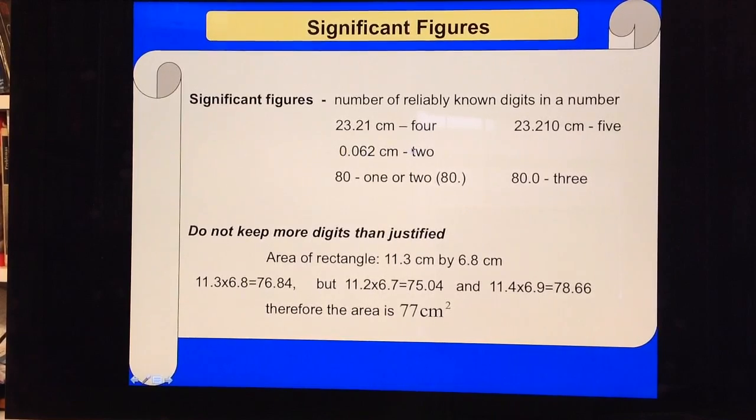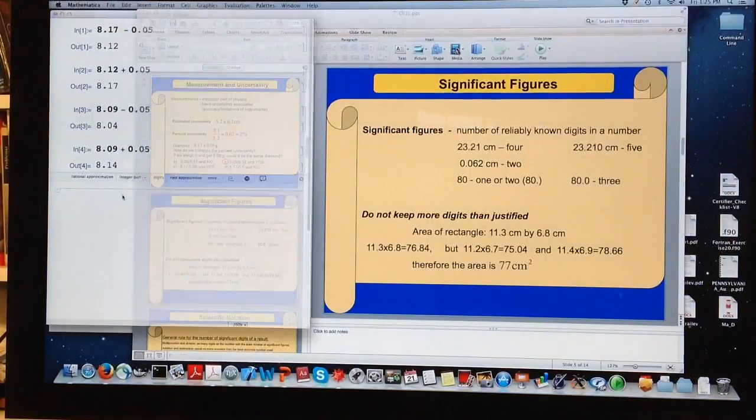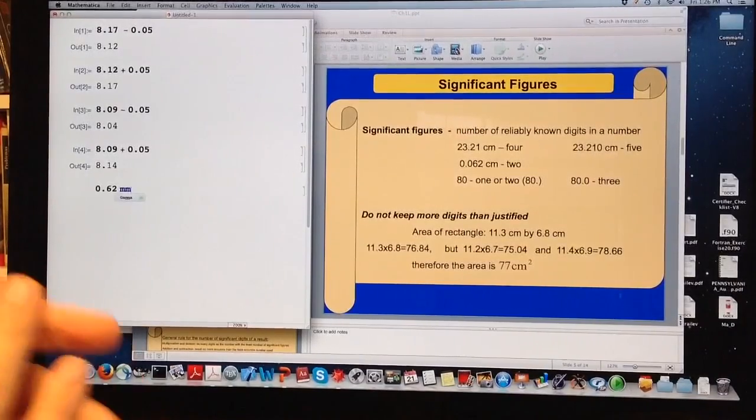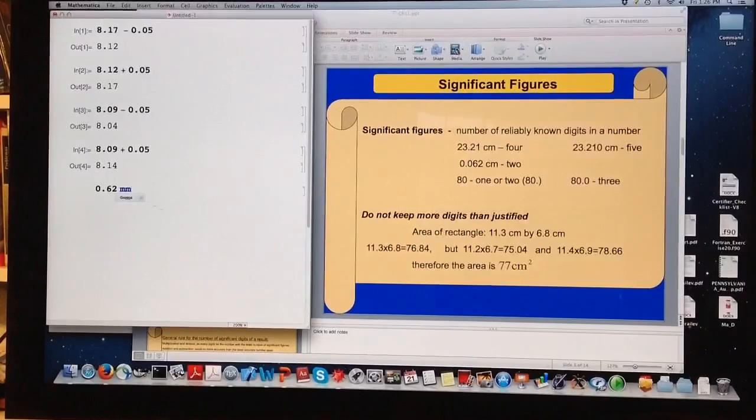0.062 centimeters can also be written as, let me come back here, that same number can be written as 0.62 millimeters, right? So 0.62 millimeters and 0.062 centimeters are the same numbers. So you see that this additional 0 here is not a significant figure. It's just a consequence of the unit that I was using.